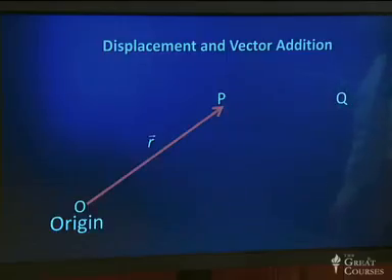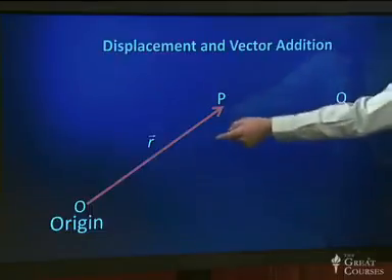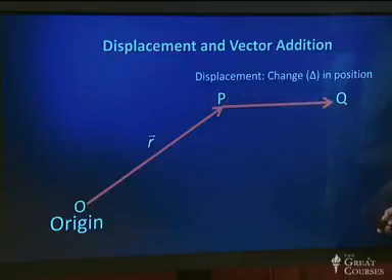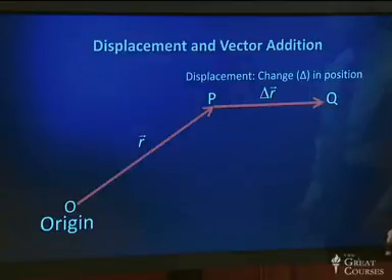So suppose now I have another point Q over here. So I've got the origin, I've got point P, and I've got point Q. And after I get to point P, I want to go to point Q. So I march along, and there's a different vector that describes the displacement from P to Q, and I'll call that a change, delta again, the delta symbol for change. So that's going to be the vector delta R.